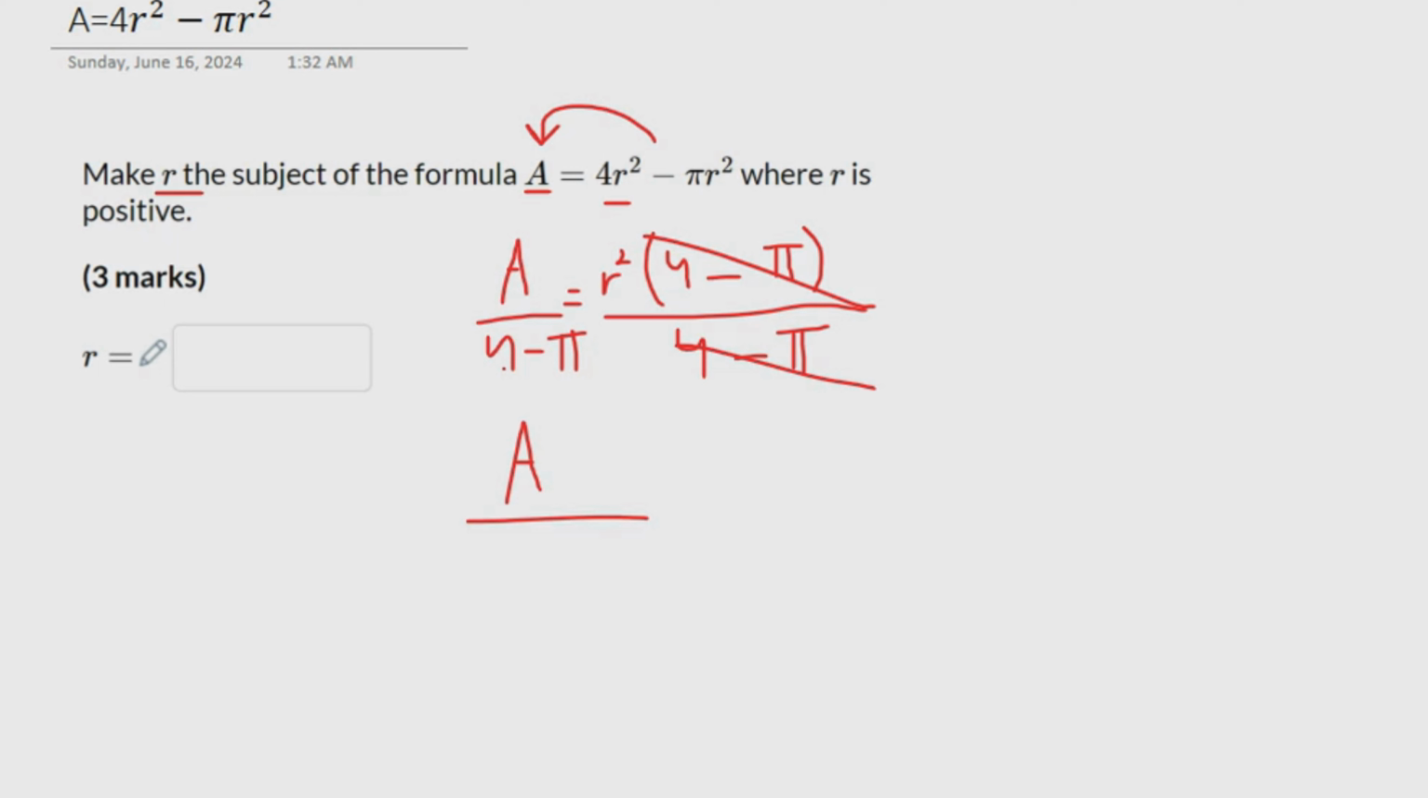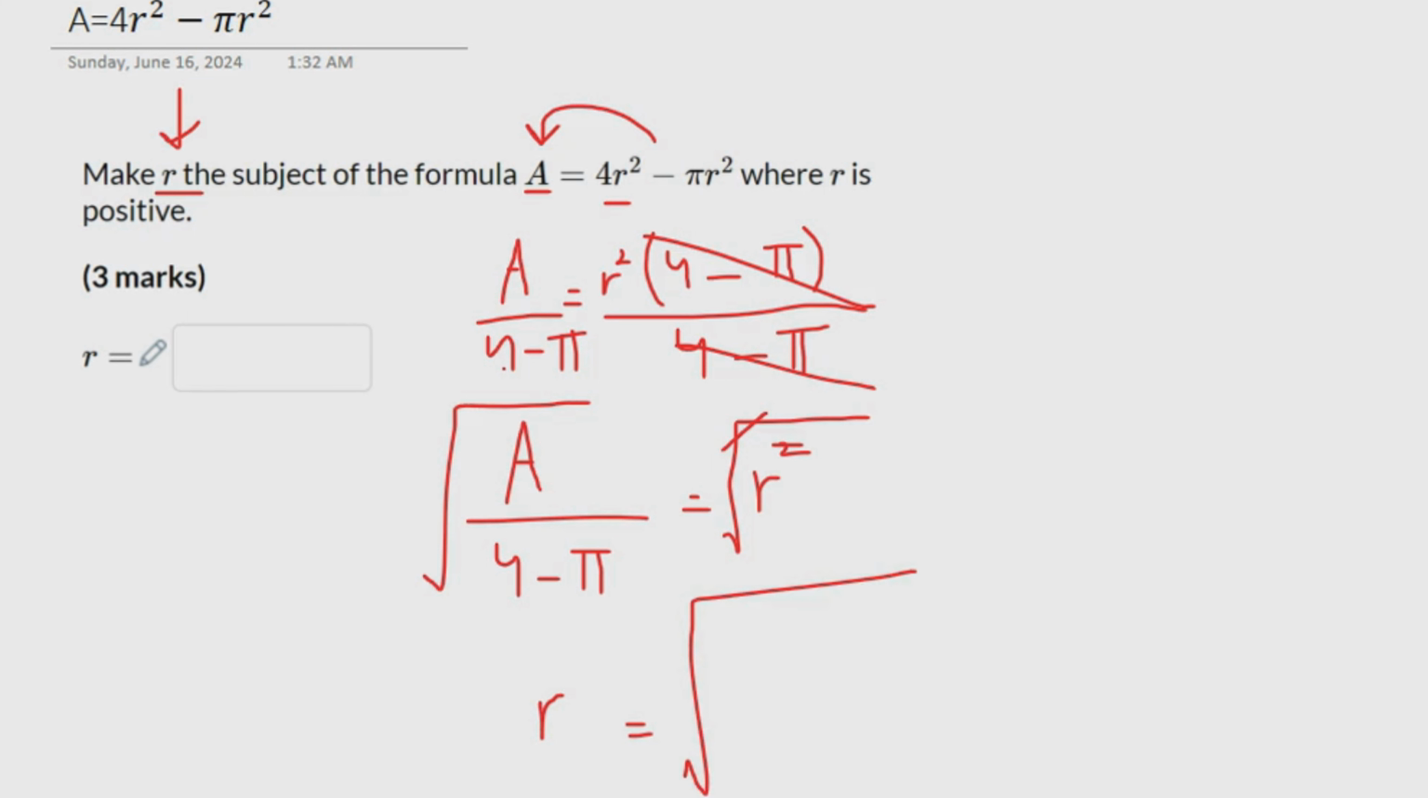Now, what we are left with is A over 4 minus pi. And if you see on this side, we are just left with r squared. The question says we need to find out the value of the r. This means that we got to get rid of the square. So what would we do? We will take square roots on both sides. When we would do that, this square cancels out with this. And in the end, we are left with this.